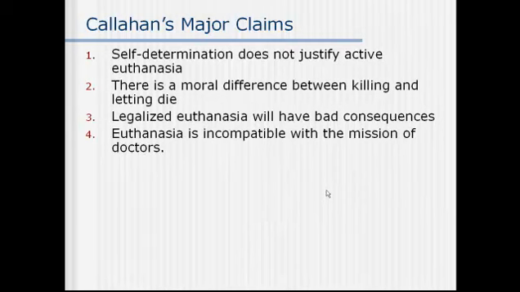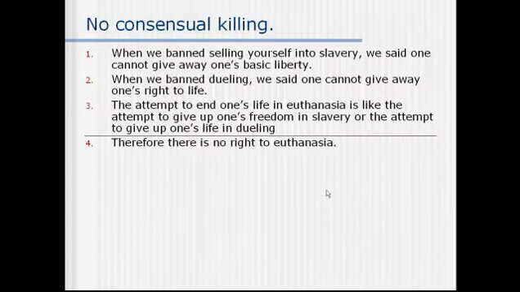On to Callahan. Callahan makes four major claims in his paper. Self-determination does not justify active euthanasia. There is a moral difference between killing and letting die. Legalized euthanasia will have bad consequences. This is the slippery slope argument. And euthanasia is incompatible with the mission of doctors. All right.